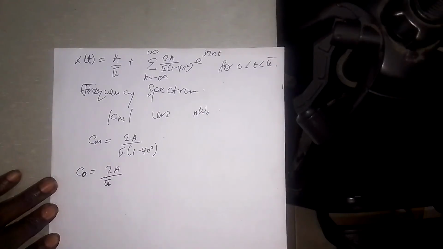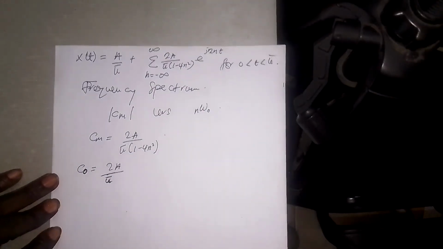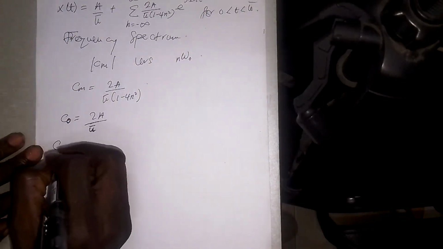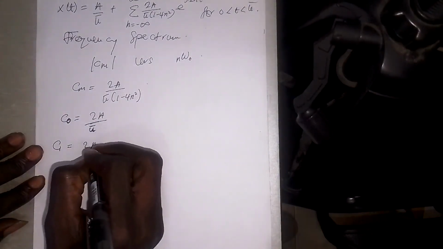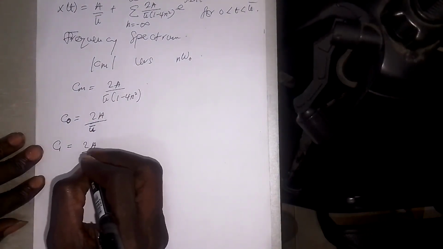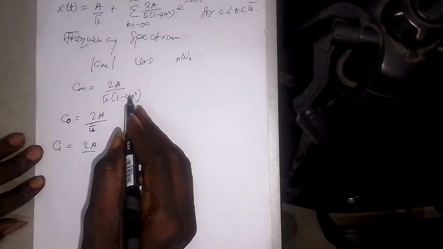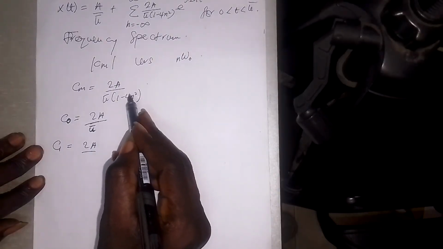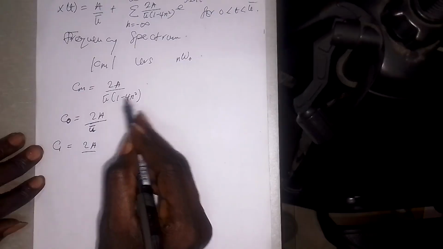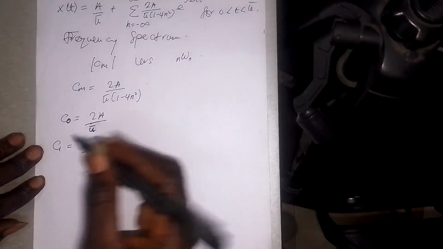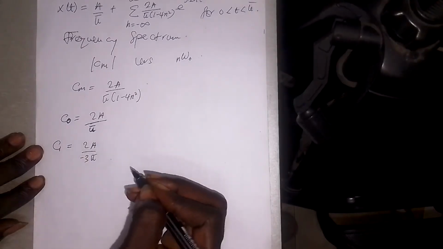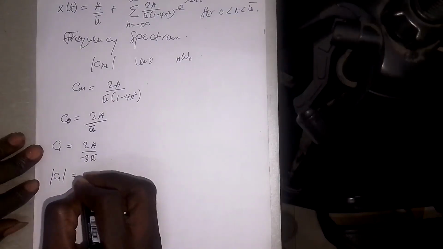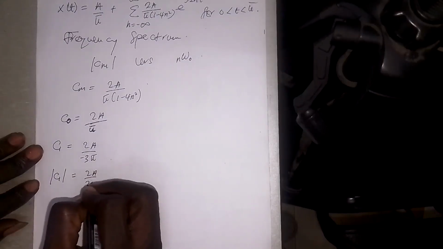So let's see for C1. For C1, I will get 2A over pi times 1 minus 4n squared, and n is 1, so 1 minus 4. So I'll get minus 3 pi. In that case, let me find the absolute C1. The absolute C1 will be equal to 2A on 3 pi.